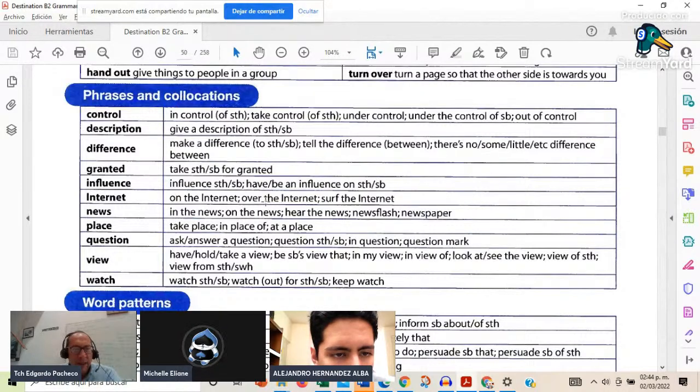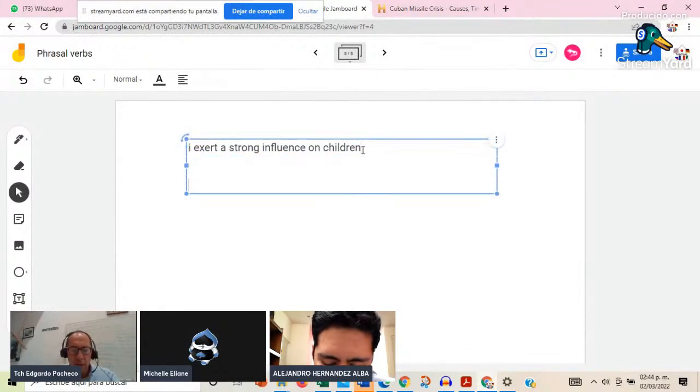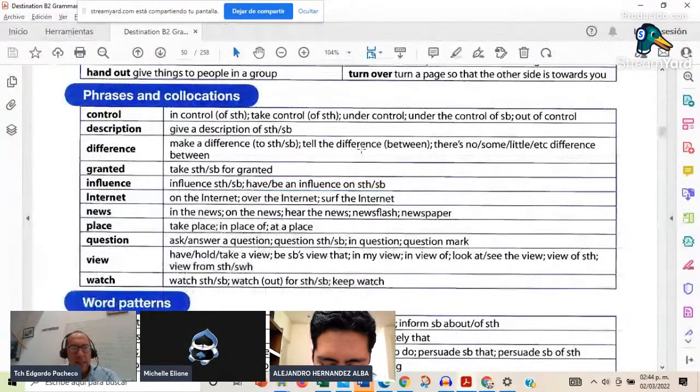On the internet, over the internet, surf the internet. Well, that's very common, very usable. News. In the news, on the news. Hear the news. News flash, newspaper. Right. Just remember that you can also say a news. That was a good news. It can also be one only, right? That was a great news. It's one, but you put S. It can be one or two.